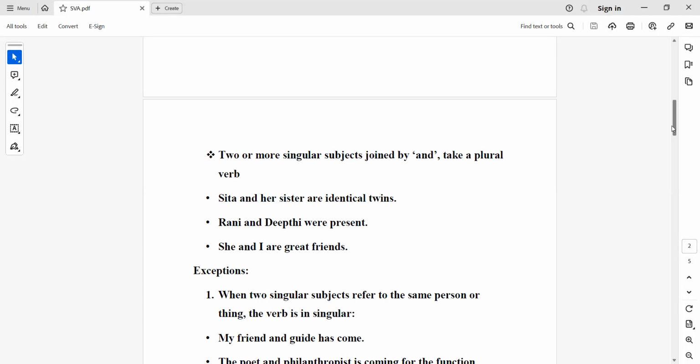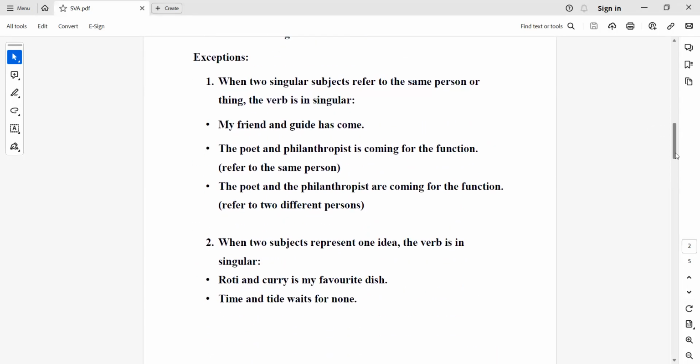There are two exceptions to this rule. When two singular subjects refer to the same person or thing, the verb is in the singular. For example, my friend and guide has come. The poet and philanthropist is coming for the function. So here, the poet and the philanthropist both refer to the same person. The poet and the philanthropist are coming for the function. In the second example, it refers to two different persons.